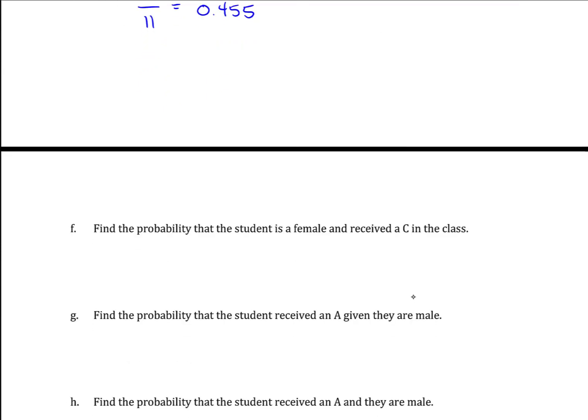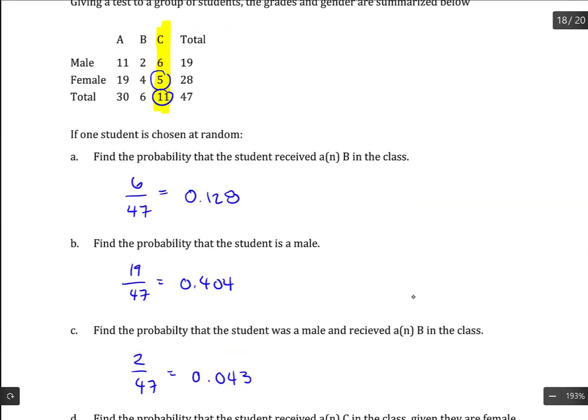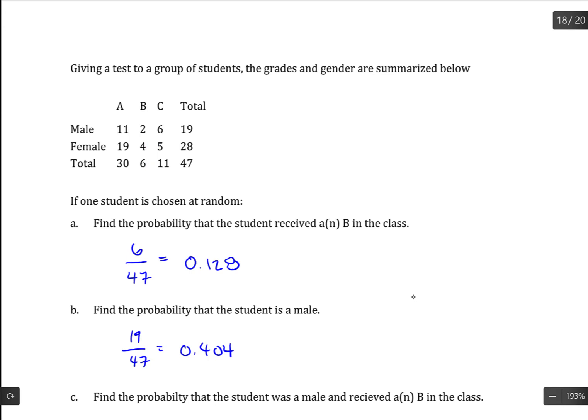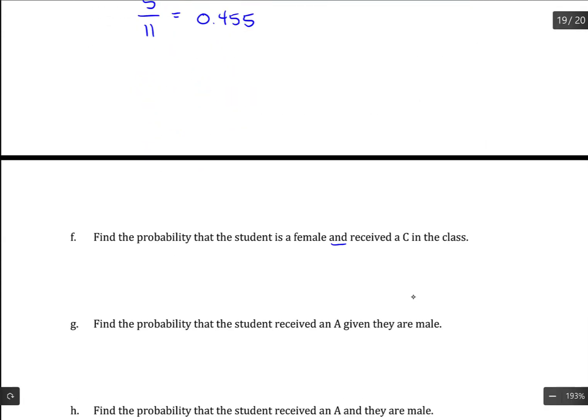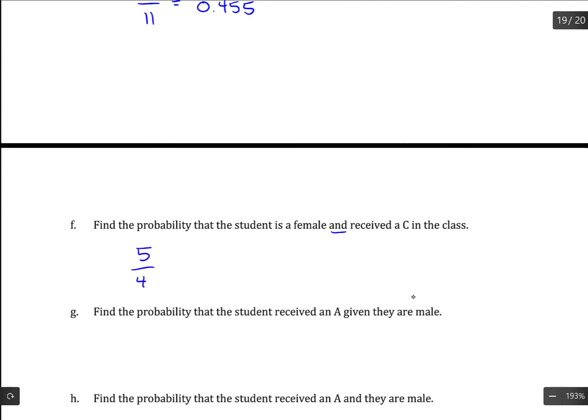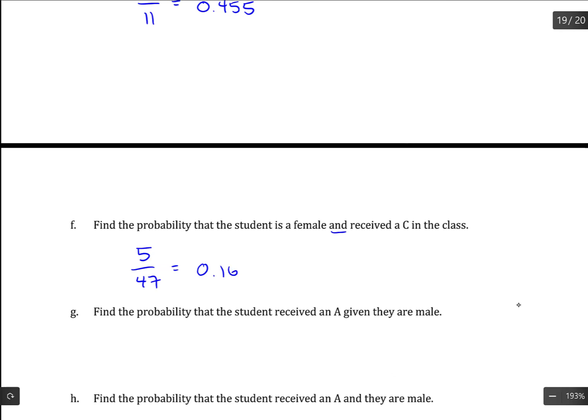Find the probability that the student is a female and received a C in the class. So here we have the same two events again, but now we're joining with "and." So what I want you to see here is when we do the "and" probability, female and C, we still get a 5 in the numerator, but now our denominator is 47. So 5 over 47. That is 0.106.